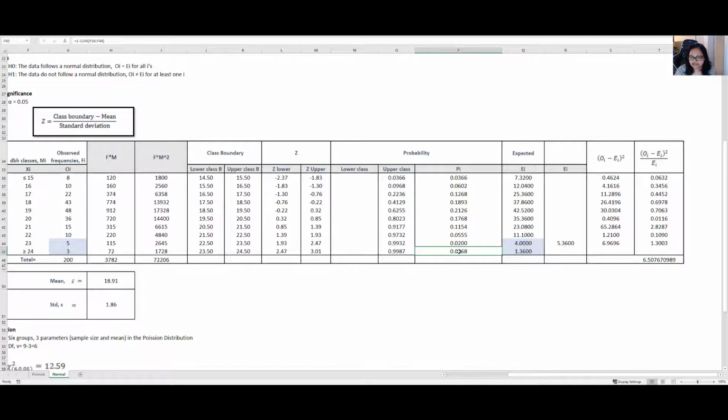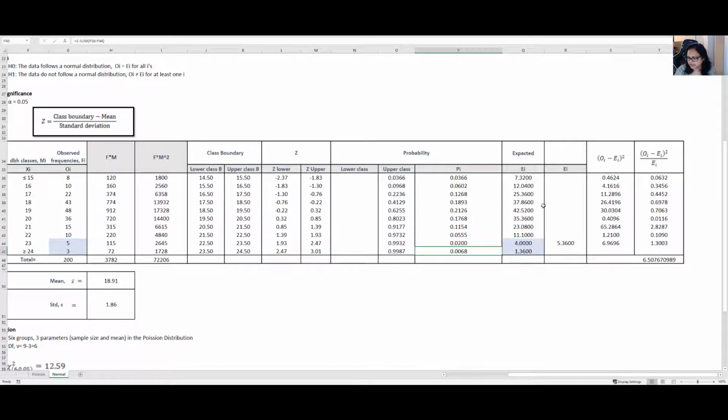And then for the last one, you don't need to find that. All you do is take the sum of these probabilities, and since this class is more than 24, that means everything else is counted in there. So 1 minus the sum of the previous ones.